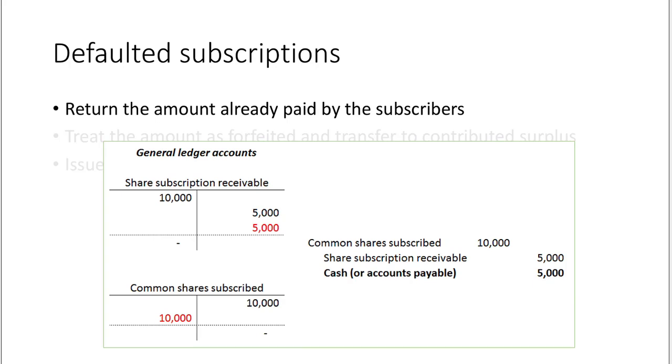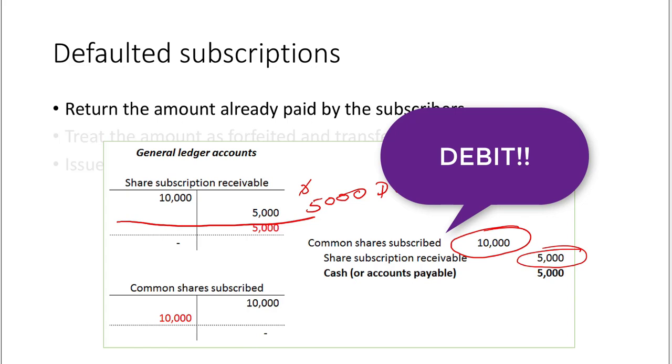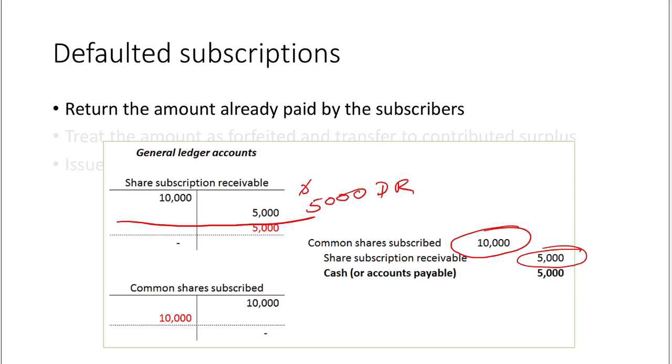If we look at the little situation I had set up there, we can see in the T accounts there was a balance here of the share subscription receivable. There was a $5,000 debit balance. And so if they're defaulting on that and they're not going to pay for them, we need to credit share subscription receivable for $5,000. As well, we had an account called common shares subscribed. It had a credit balance of 10,000, so we'll need a debit to common shares subscribed. And the difference then, if we're going to return that amount to the subscribers, is either cash or an accounts payable of some sort.